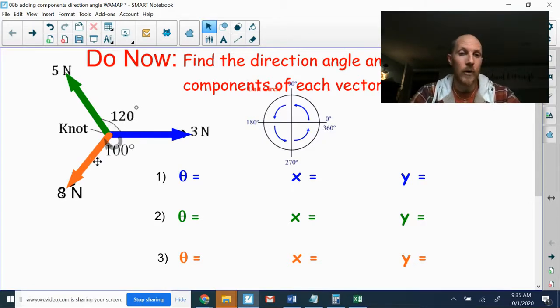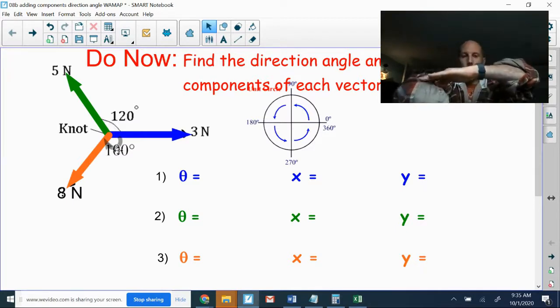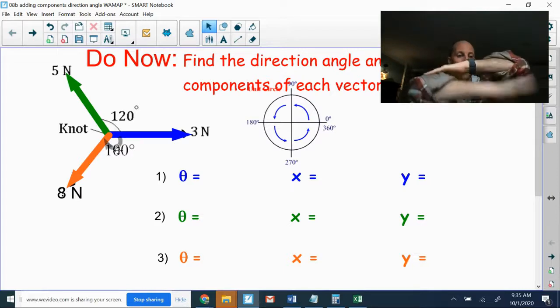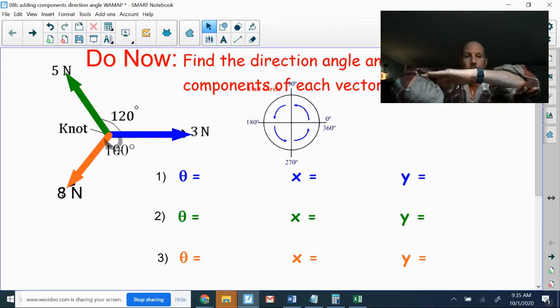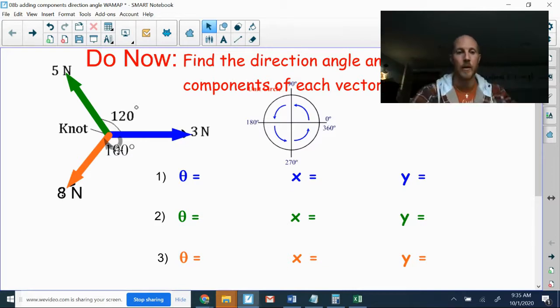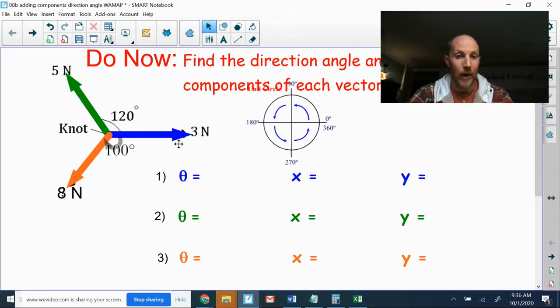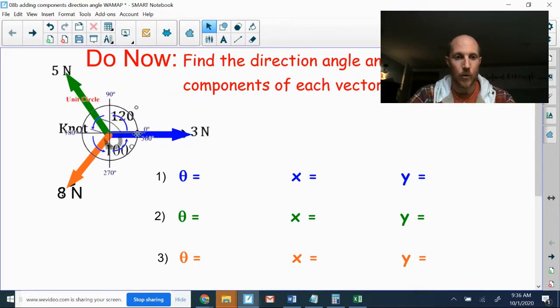The orange vector is 100 degrees, but measured clockwise, also starting from the positive side of the x-axis, but rotating the other way to get to the orange vector. My arm doesn't quite bend that far. The green one, we rotated counterclockwise, but the orange one clockwise. So we're going to subtract. That would be 360 minus 100 to get a direction angle of 260.